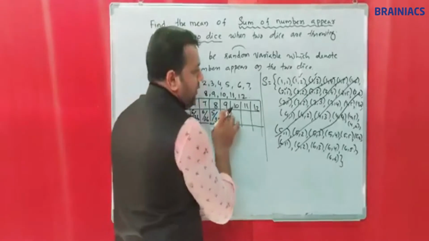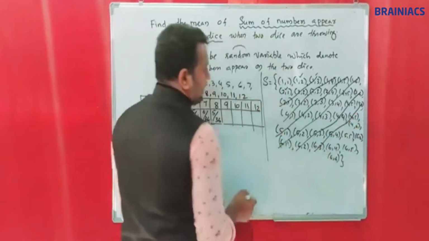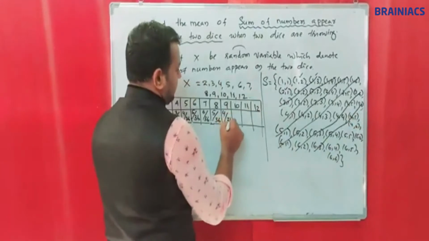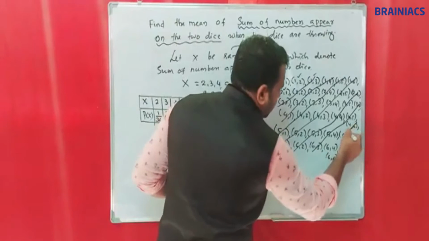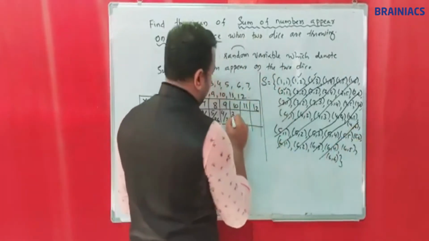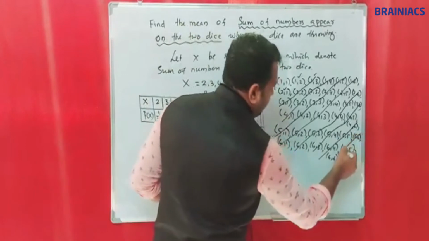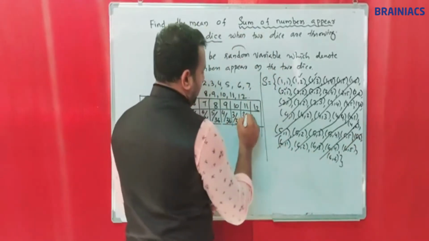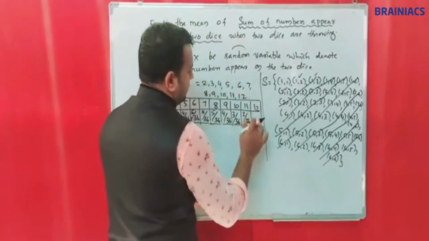And in case of 9: 3, 6; 4, 5; 5, 4; 6, 3. Probability 4 by 36, 4 cases. In case of 10: 4, 6; 5, 5; 6, 4. 3 by 36. And in case of 11: 5, 6; 6, 5. 2 by 36. In case of 12: 6, 6 only, 1 by 36.